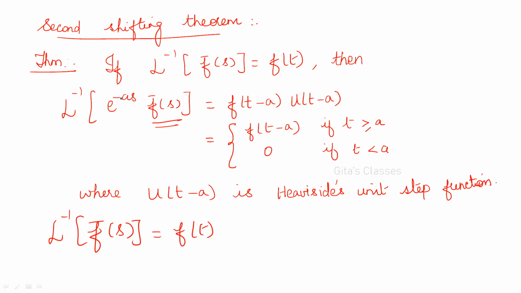And from this e power minus as, find the value of a and write the function f of t as, in the place of t, replace it by t minus a, and you will get f of t minus a. Also just multiply it by u of t minus a. Okay. u of t minus a is our Heaviside unit step function. So either you can write it as f of t minus a into u of t minus a, or if you want to expand it, then you can write f of t minus a if t is greater than or equal to a, and 0 if t is less than a.